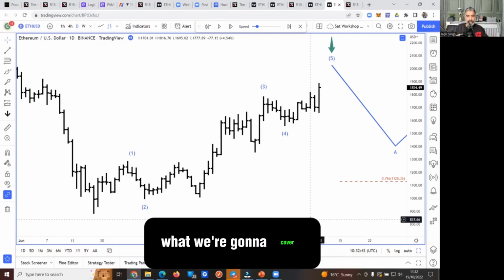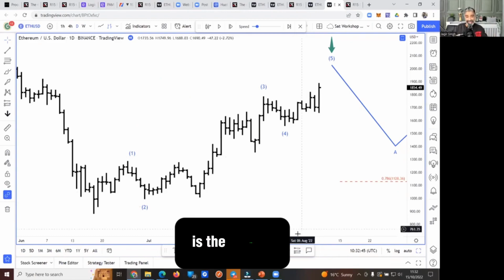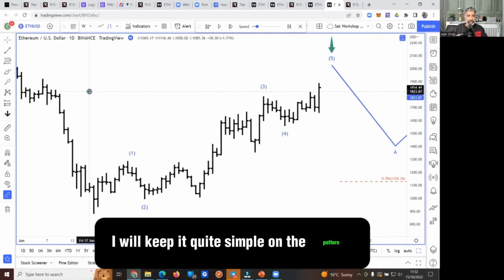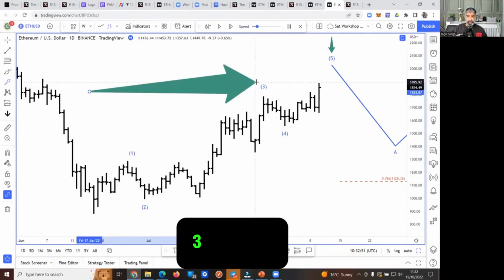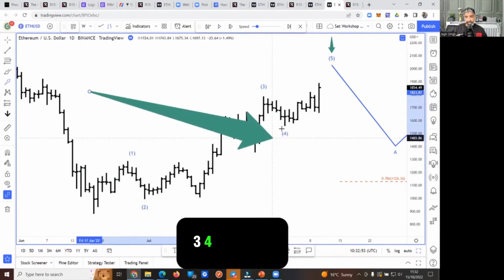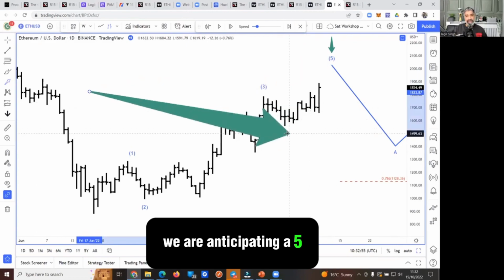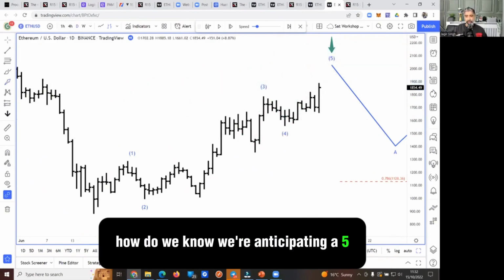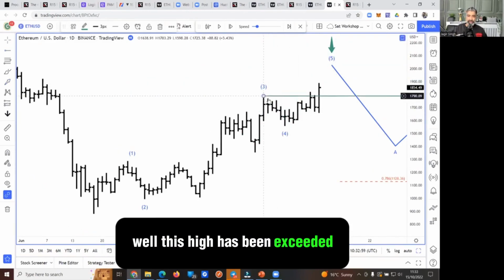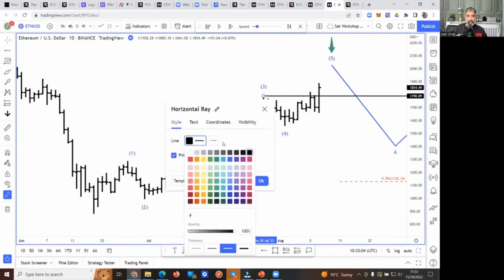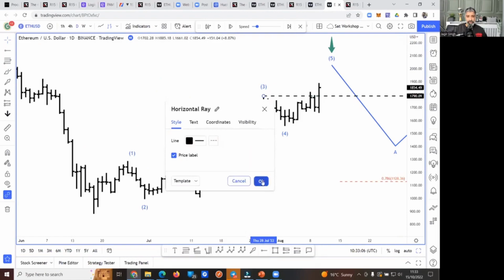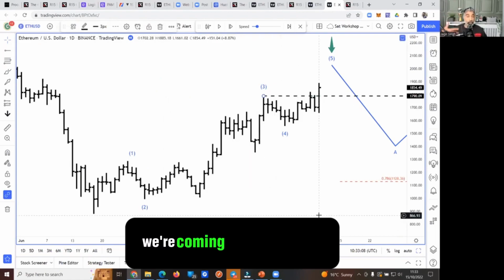So first, what we're going to cover is the pattern, right? We can keep it quite simple on the pattern. What we've got is a clear 1, 2, 3, 4. Therefore, we are anticipating a 5. How do we know we're anticipating a 5? Well, this high has been exceeded. So now we can start going, right, we're anticipating the end of a 5-wave structure. So now we can start going, right, we're coming towards the end.